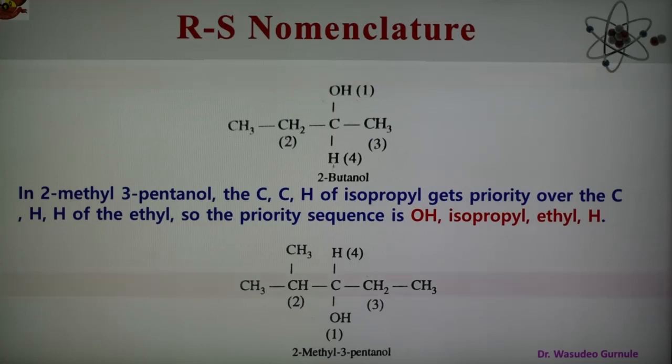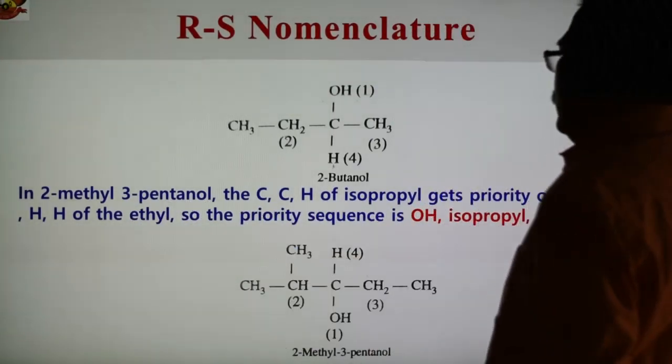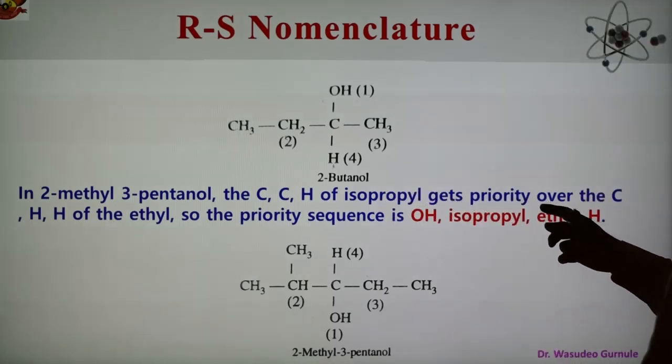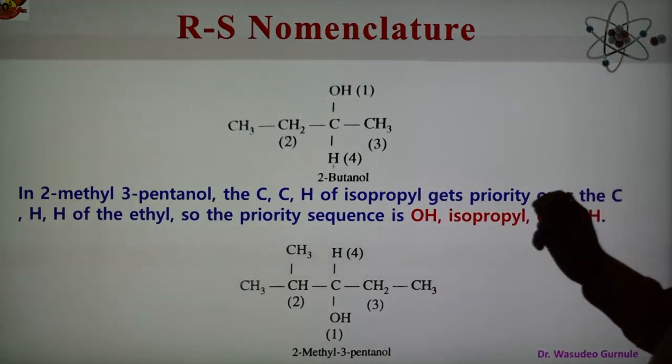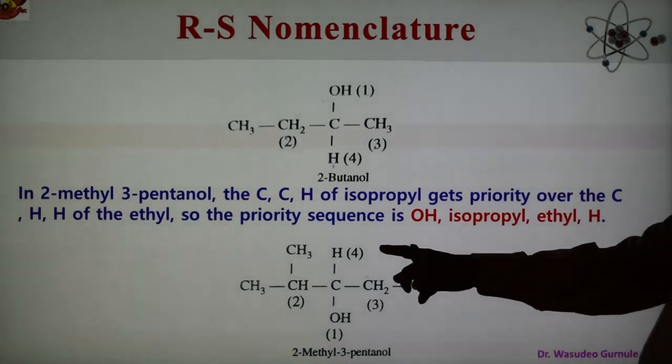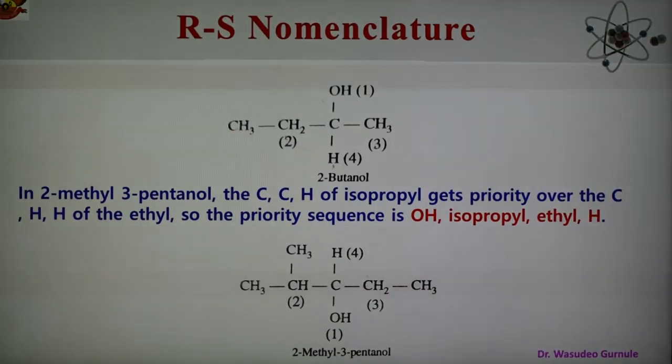Another example is given in 2-methyl-3-pentanol. The carbon and hydrogen of isopropyl get priority over the carbon and hydrogen of the ethyl. So the priority sequence is in this compound of 2-methyl-3-pentanol.